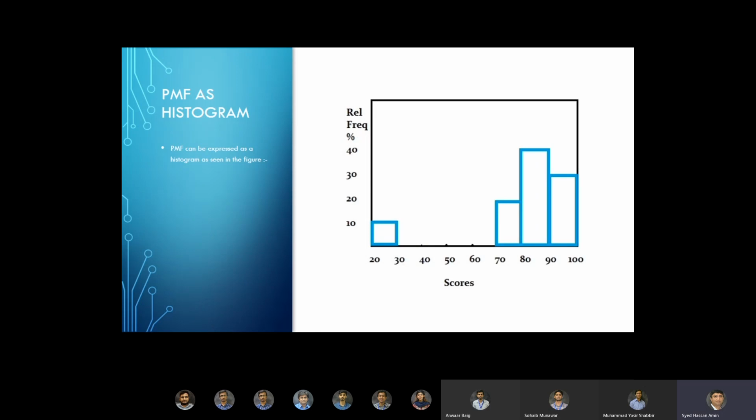Many times we are interested in plotting probability mass functions as histograms. Here we have some scores and their relative frequencies: the probability of scores being in the range of 20 to 30, 70 to 80, 80 to 90, 90 to 100. We have their frequencies as a histogram. Often we plot the probability mass function as a histogram.